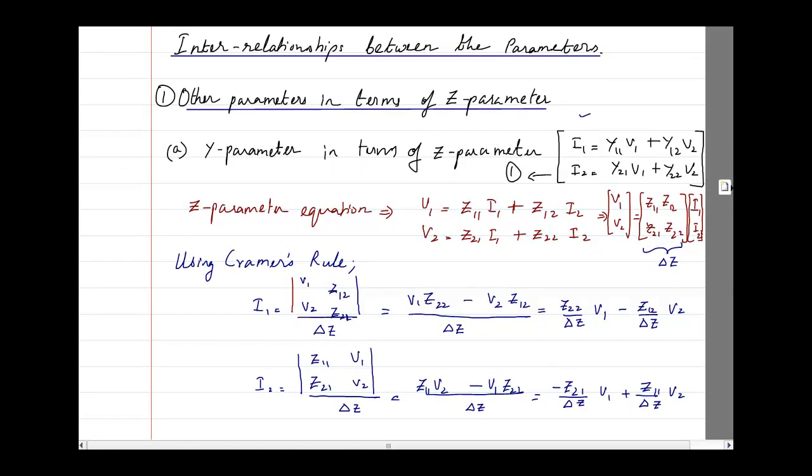Okay, this is over. So I will go for the second one, b, which is h in terms of z parameter. First we have to write the equation of h, so that from there we are able to find out what parameter we are looking for and get the equation in terms of z. So first we will write the equation of the h parameter. Just hold on.